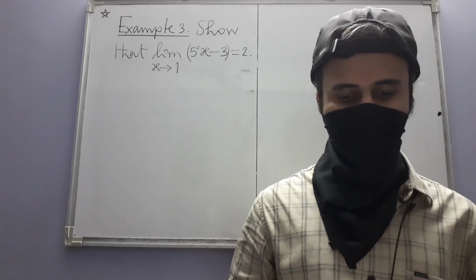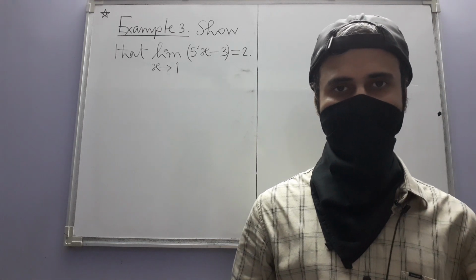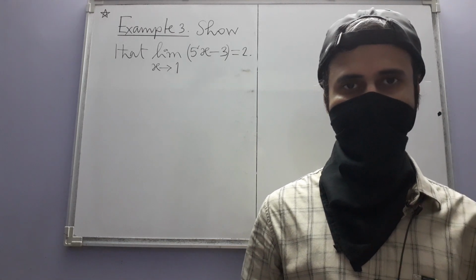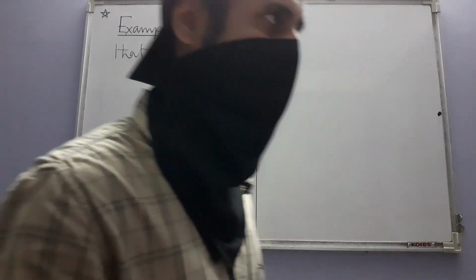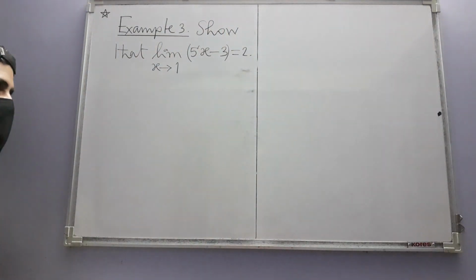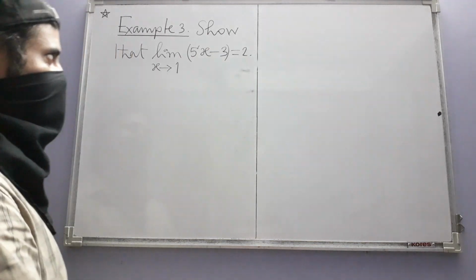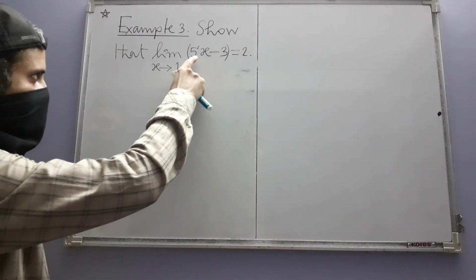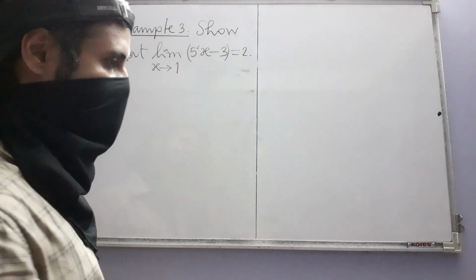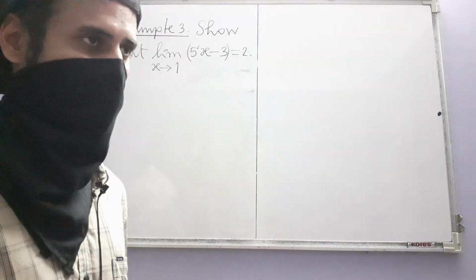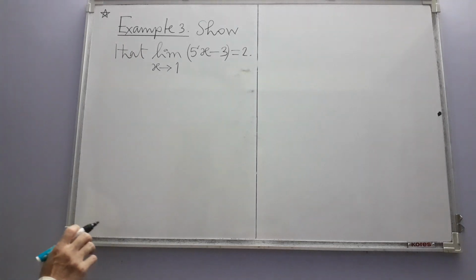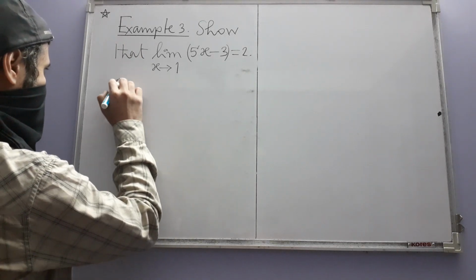Alright, so in the previous video, we saw the rigorous definition of limits of functions using epsilon and delta. And today we are going to use that definition to prove some limits. For example, we have to show that the limit of f of x minus 3 is 2 as x approaches 1. So let's see how that can be done using that definition.